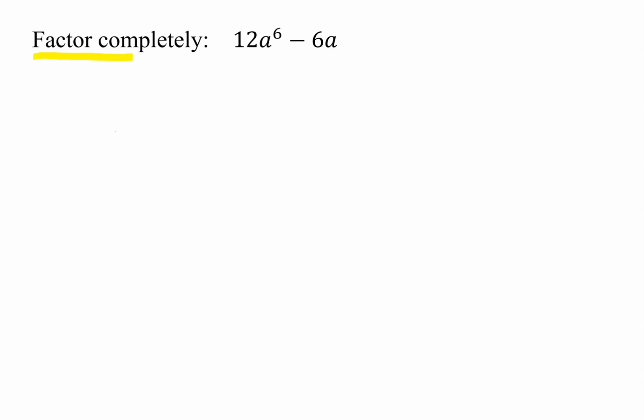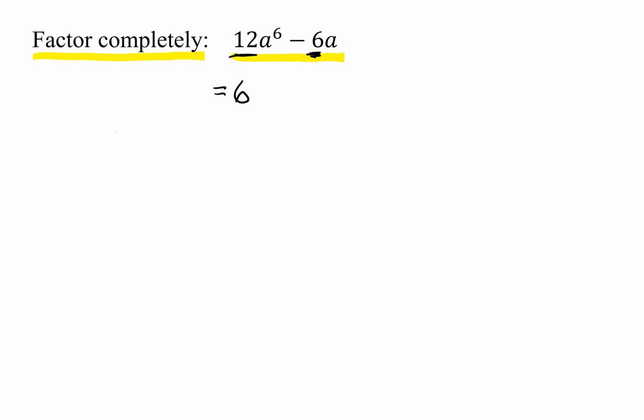In this problem, we're asked to factor completely the binomial expression 12a to the 6th minus 6a. So remember, the first thing you have to do with every single factoring problem is decide, is there a greatest common factor? Well, if we look at the numbers 12 and 6, they definitely have common factors. They have a 2 in common or a 3 in common. But what is the greatest common factor?